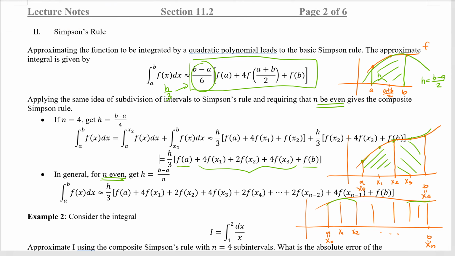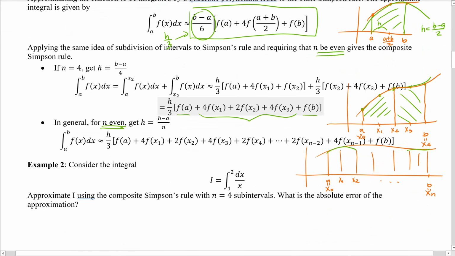So then the formula is h over 3, and h is b minus a over n, and then we have f of a, and at the end we have f of b, and the interior points, we have 4, 2, 4, 2, 4, 2, 4, 2, 4. They alternate, but you start with 4 and you end with 4. Okay, so that is the Simpson's method. Keep those in mind. By the way, the formula will be given in the exams. Okay, but they're easy to memorize, right?